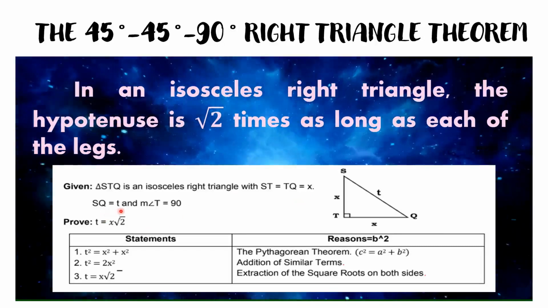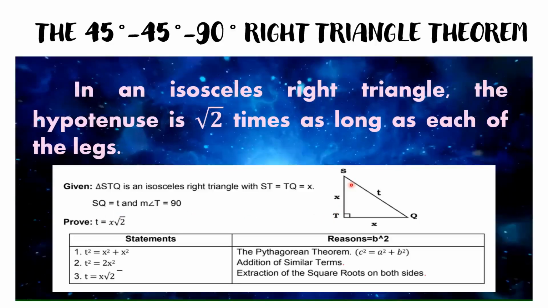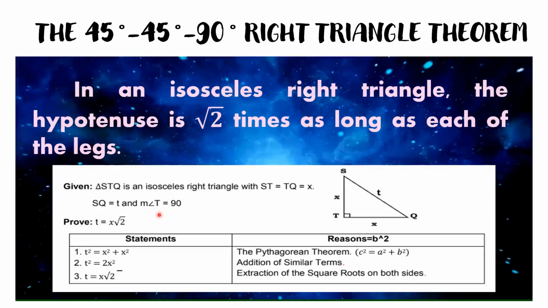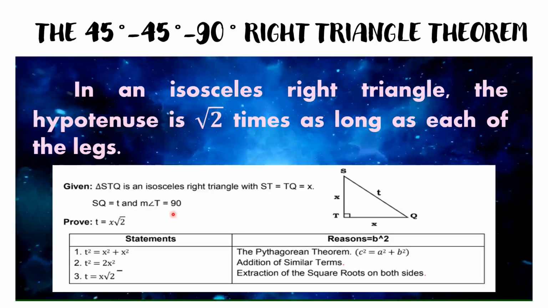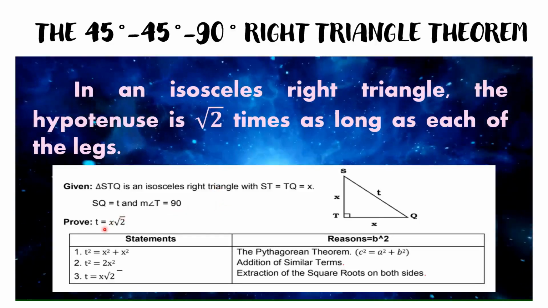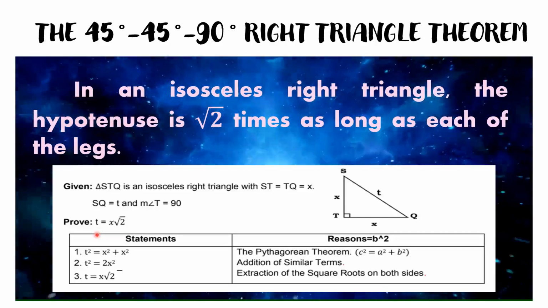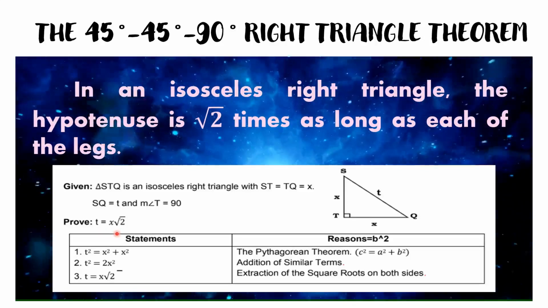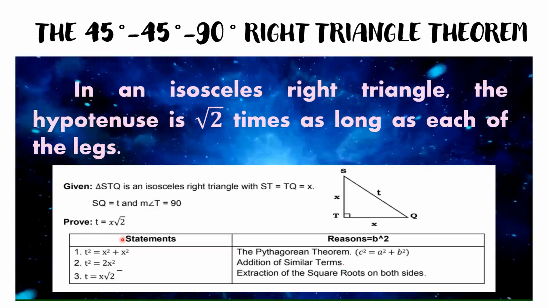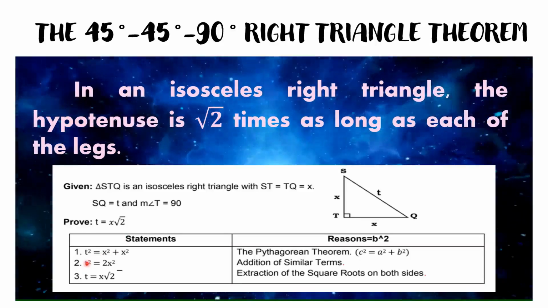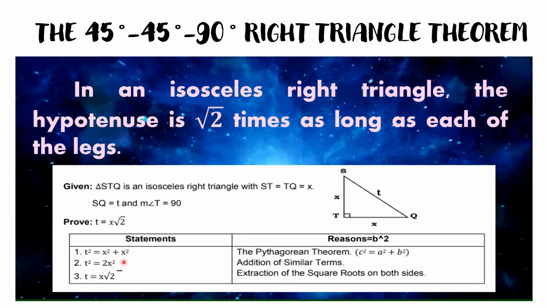SQ is equal to t. SQ is our hypotenuse. And the measure of angle t is equal to 90 degrees. So, ayan po yung given. So, we have to prove that the hypotenuse represented by t is equal to x square root of 2. Okay, the first statement, t squared is equal to x squared plus x squared.